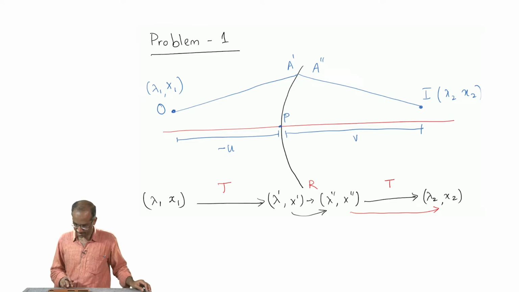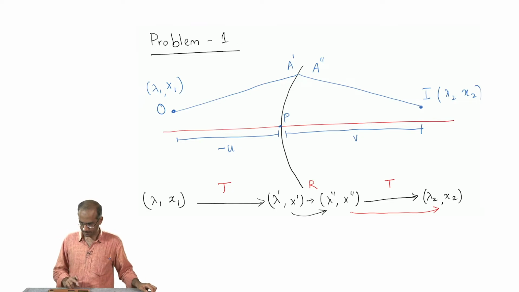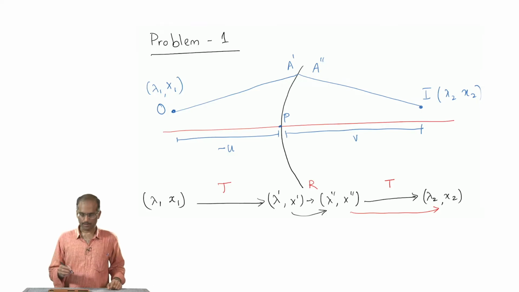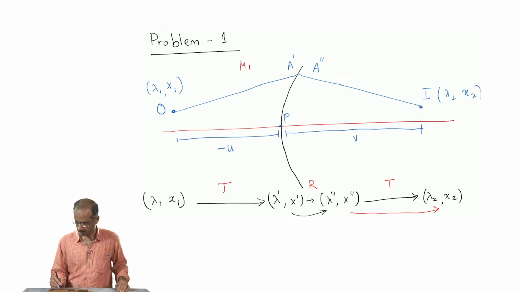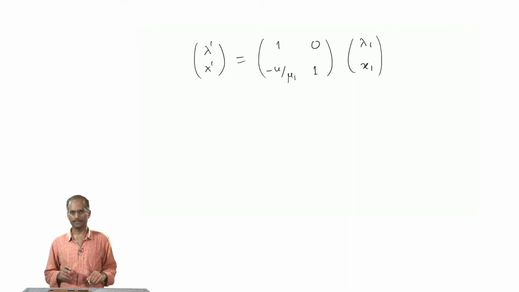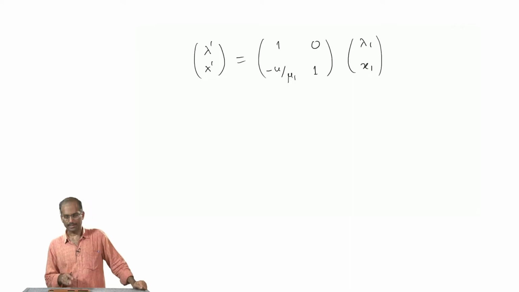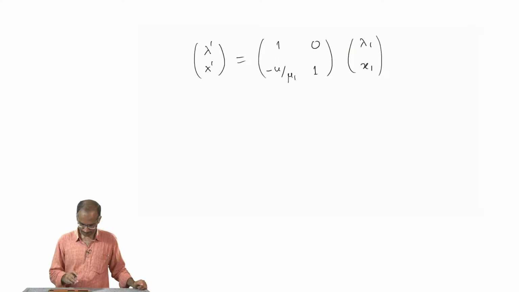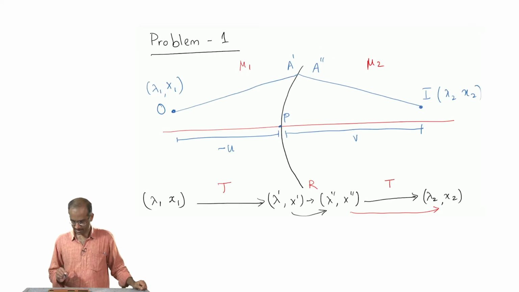So, let us first relate lambda prime, x prime to lambda 1, x 1, and I must also state that we are going from one medium which is characterized by mu 1 to another which is characterized by mu 2. So, when I write the translation matrix, it involves mu 1. So, I have done the first part.